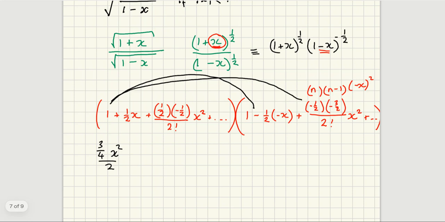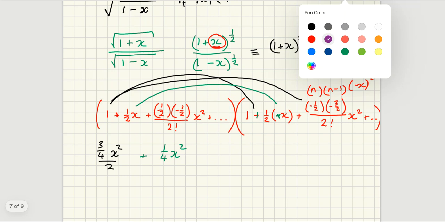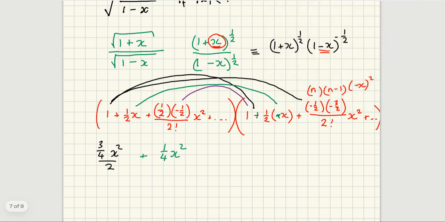Is there another x squared term? Well, yes. We've obviously got 1/2 times minus a half times minus x. Well, that's just plus half x. So half x times half x is quarter x squared. So we've got another one there. And then we've also got 1 times x squared times 1, well, this minus is half times quarter, minus a half is minus 1 over 4 x squared over 2 factorial.